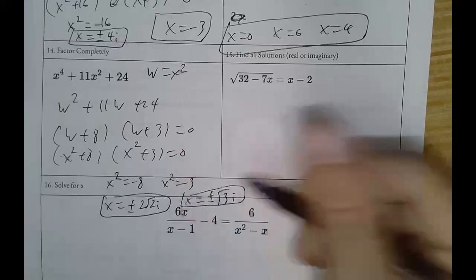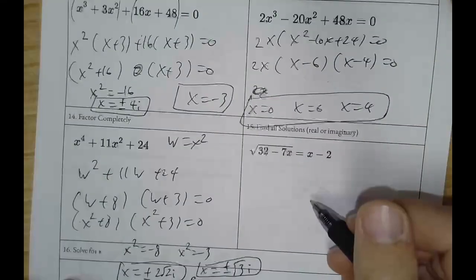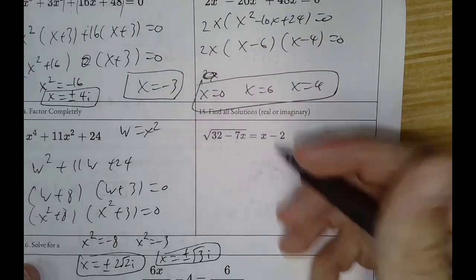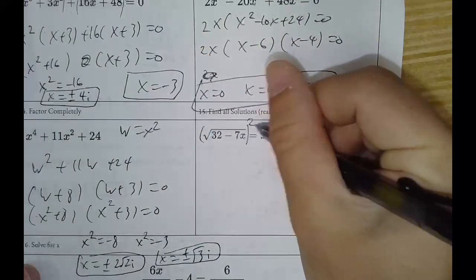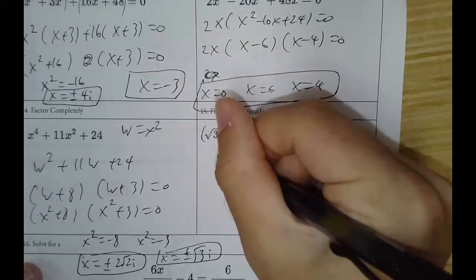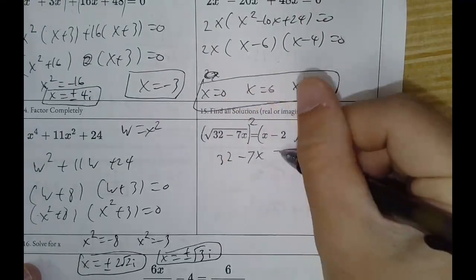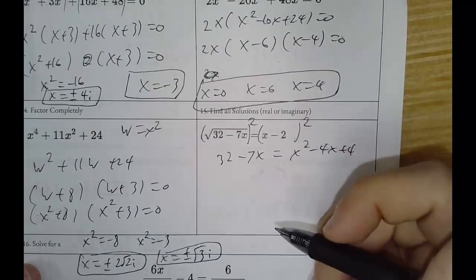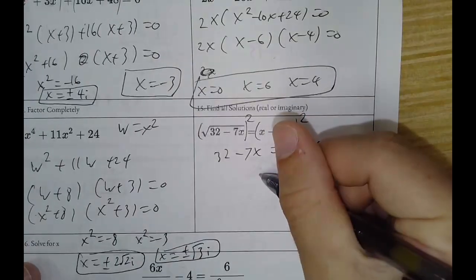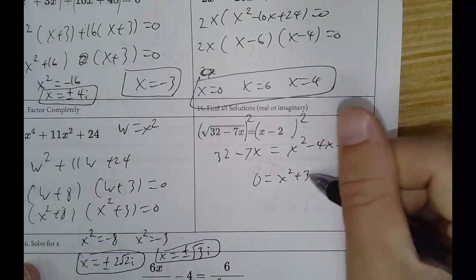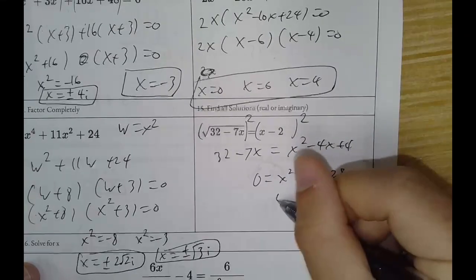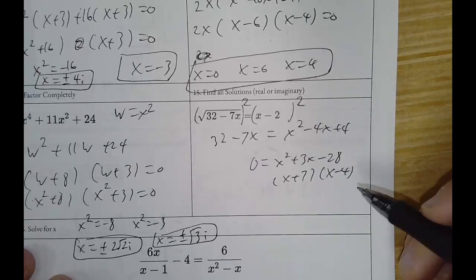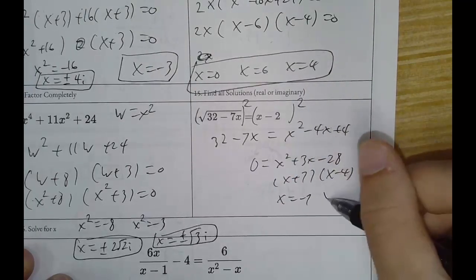Okay. Here is a radical expression, a radical equation. We're going to square both sides to get rid of the radical. So we get 32 minus 7x equals x squared minus 4x plus 4. We'll get everything on one side. So we got 0 equals x squared plus 3x minus 28. We get (x plus 7)(x minus 4). So x equals -7 and x equals 4.